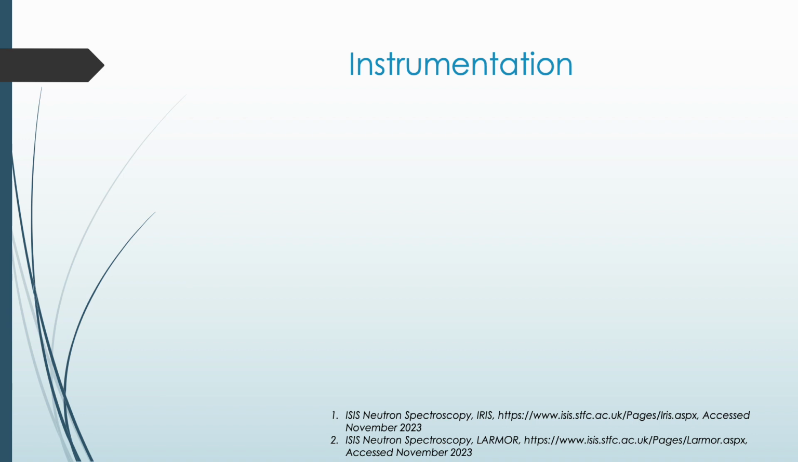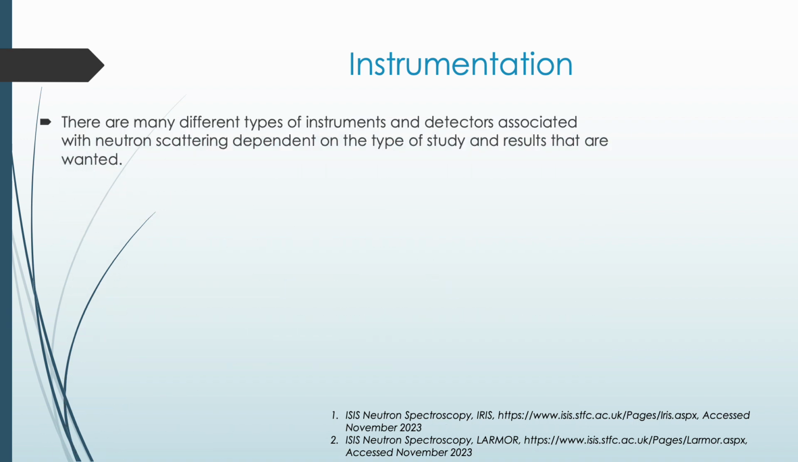There are usually several analyzer banks present, commonly using materials such as graphite for moderation. As well as analyzer banks, there are always diffraction detectors that collect a lot of the main information about the scatter patterns. There are many different types of instruments and detectors associated with neutron scattering, depending on the type of study and results that are wanted. Here are some examples.